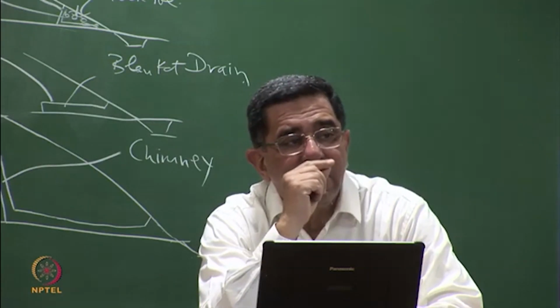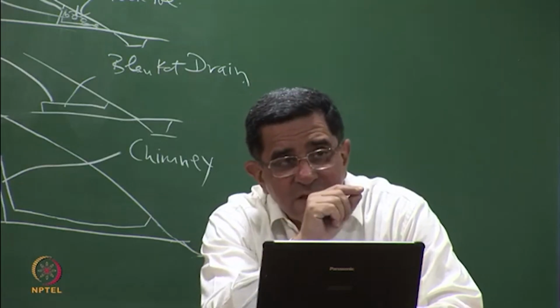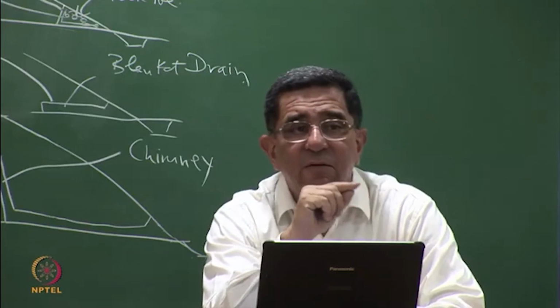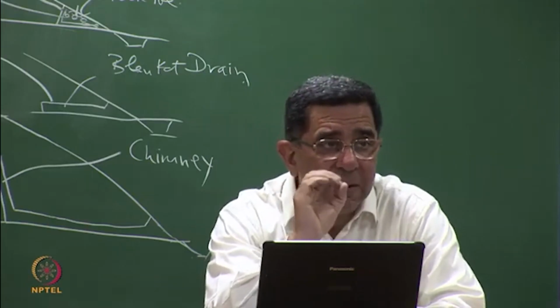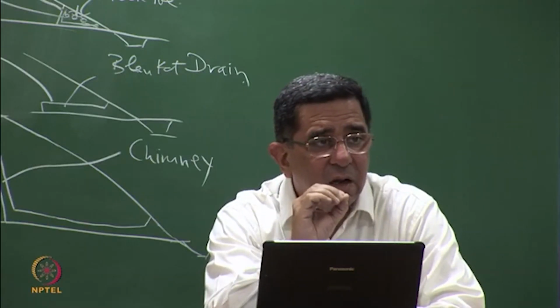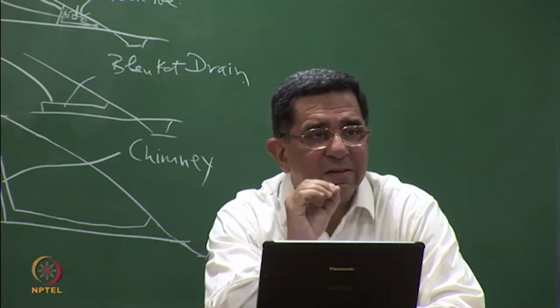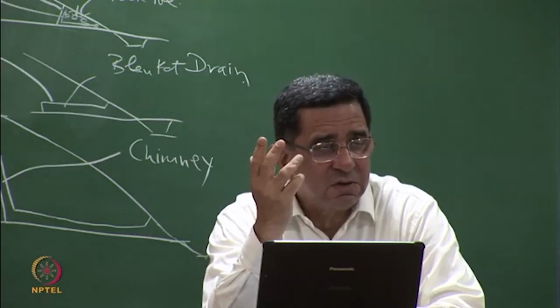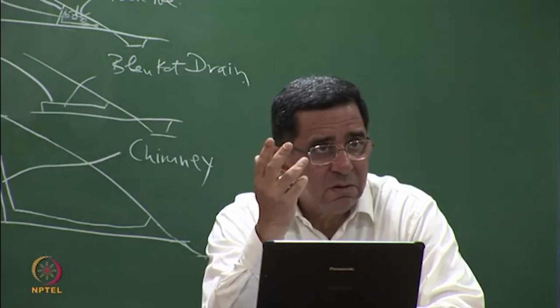So the steady state seepage with reservoir full, or the phreatic line very close to the top, is the main design critical case. And this may occur once in a year or once in 5 years. You know, it may not occur.